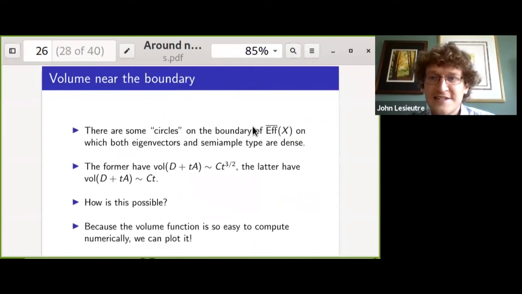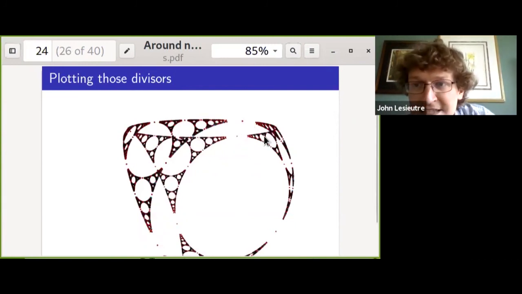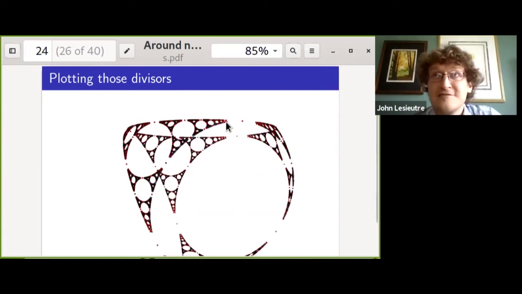All right, let me go back to this mystery. So here's what I'm going to do now. Let me remind you where we were. We have this picture of a lot of classes on the pseudo-effective boundary. We use a dense set of them where volume of d plus ta grows linearly in t. There's a dense set of them where volume of d plus ta grows like t to the 3/2.